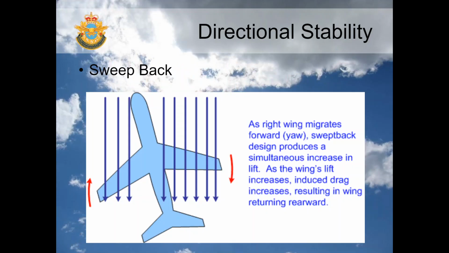And again, while sweepback helped with lateral stability, it also helps with directional stability. As the right wing, as seen on the diagram, migrates forward, also known as yaw, the sweepback design produces a simultaneous increase in lift. As the wing's lift increases, induced drag increases, resulting in the wing returning rearward. So this is basically meaning that the other wing, which has more arrows, meaning more lift, will slowly turn the aircraft back to its original position.